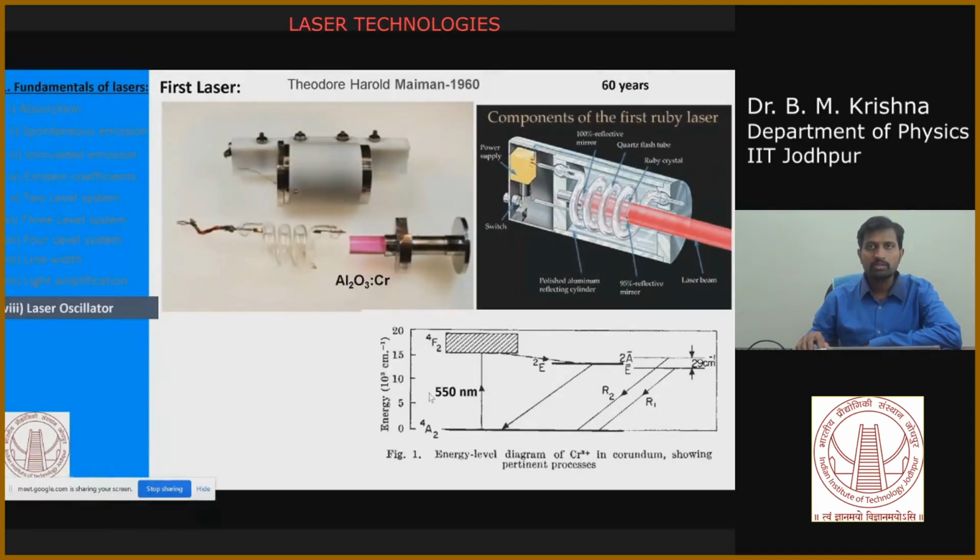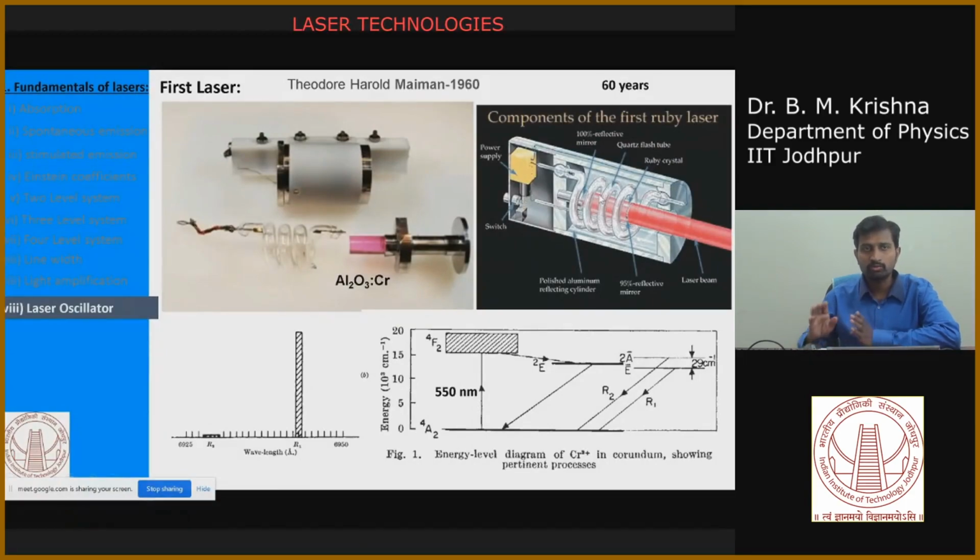So your pumping is at 550 nanometers. Your pump from the 4A2 state to the 4F2 state means there is an energy gap associated with the wavelength of 550 nanometers. Now assume your pumping requires 550 nanometers, and you are using a lamp which is broadband. We will see in a later stage what the lamp spectrum is. Then you think about how much intensity is getting wasted using flash lamps.